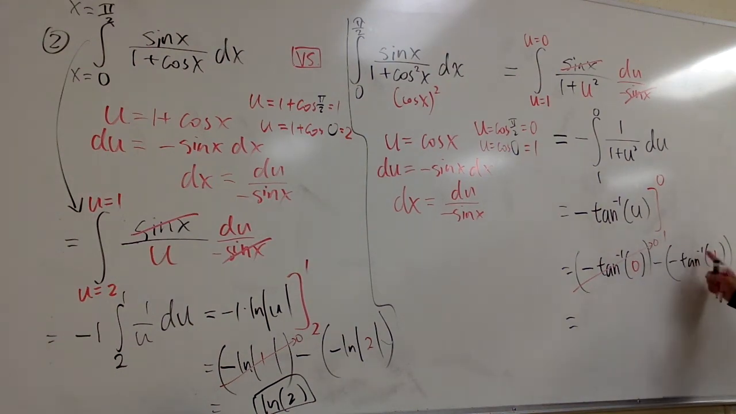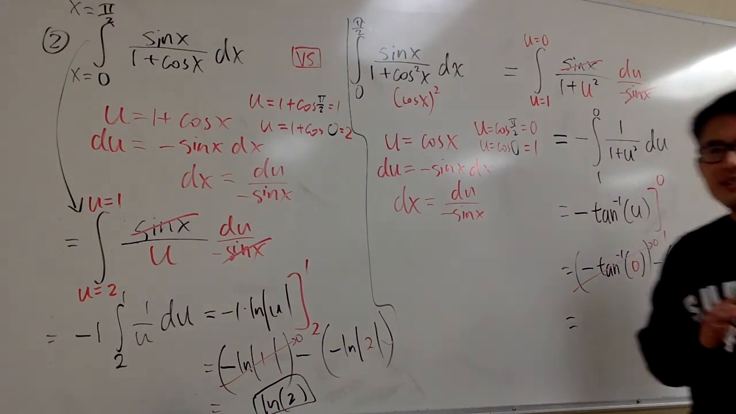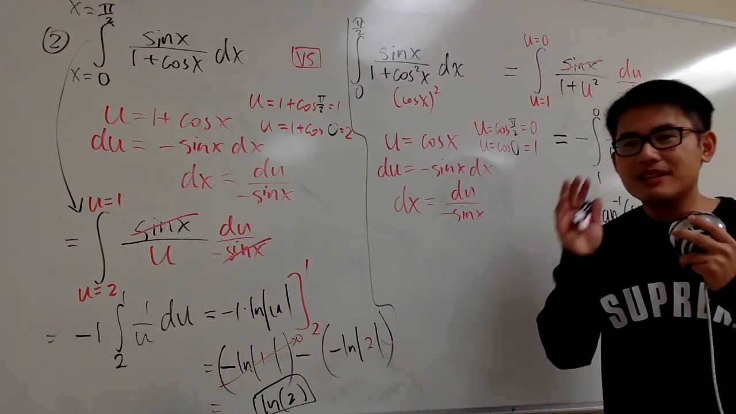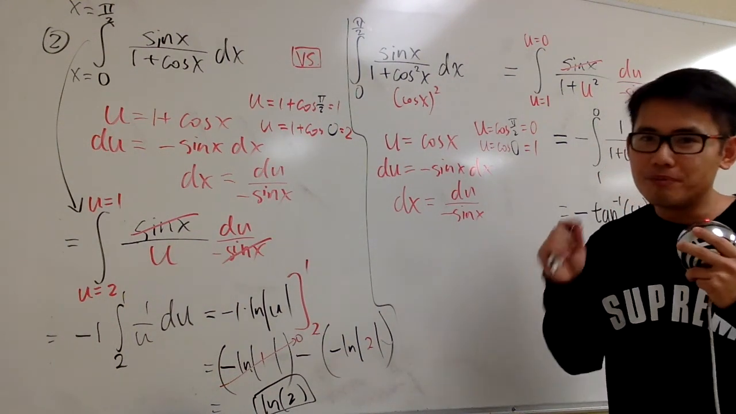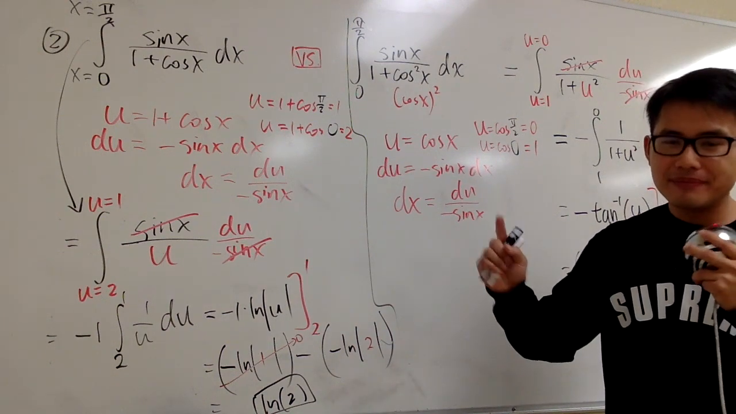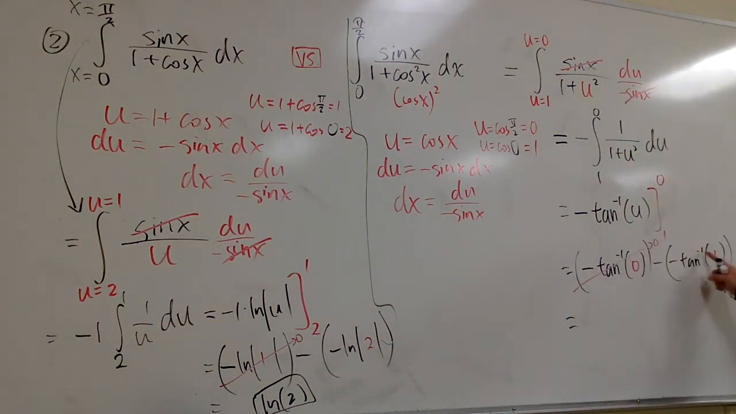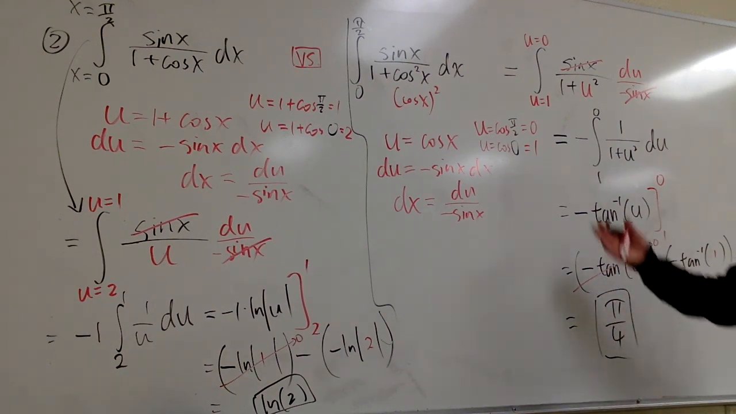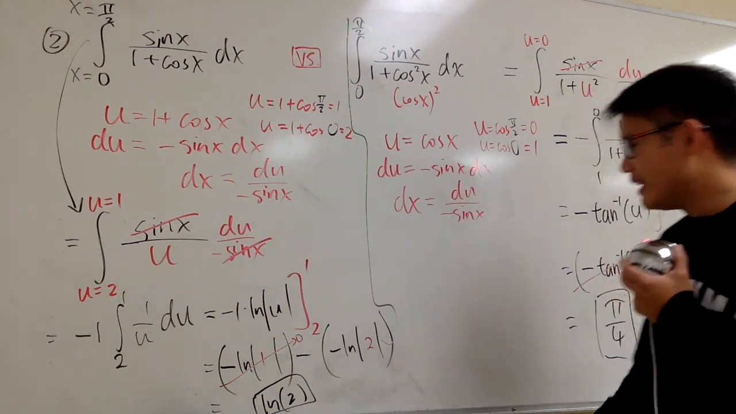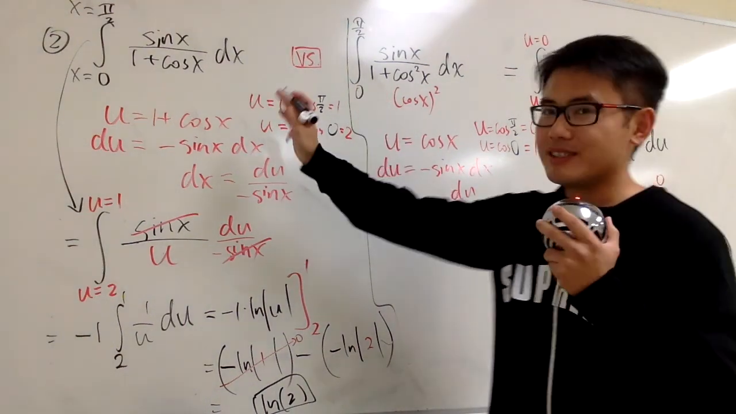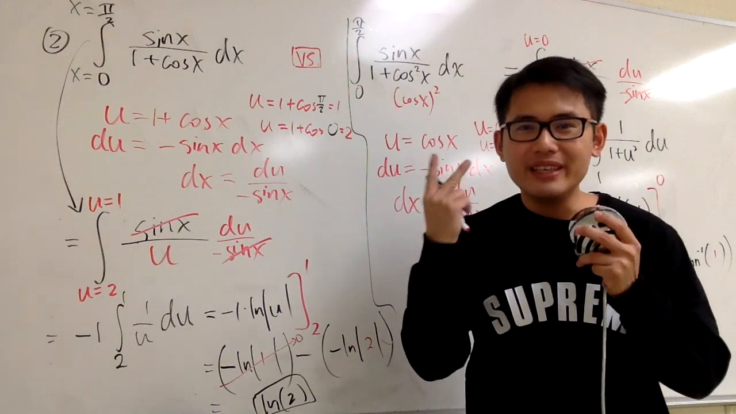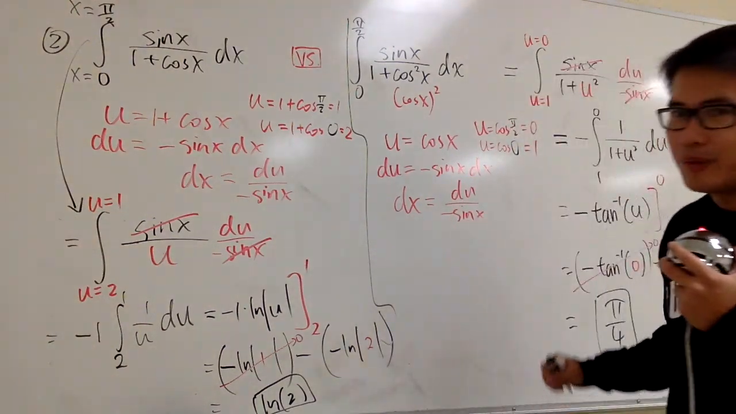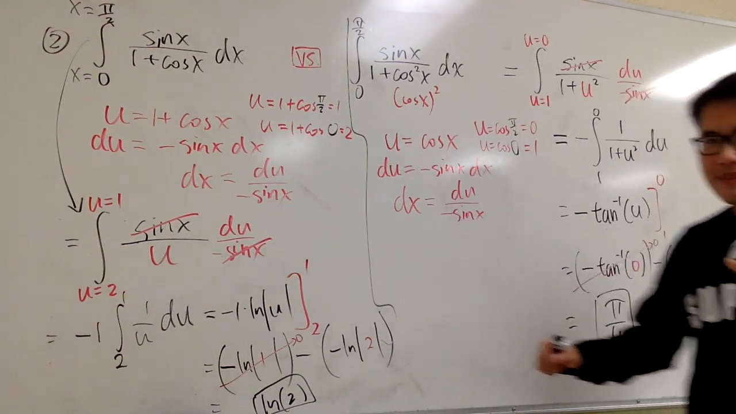How about what's the inverse tangent of 1? This is something that you guys definitely have to know, okay? Because the tangent of pi over 4 is 1. Therefore, the inverse tangent of 1 is pi over 4. Negative negative is positive, and this is positive pi over 4 altogether. Anyways, this right here is the answer to this integral, okay? And you see, this is why I'd really like to show you guys 2 integrals at the same time. And I will have one more to show you guys. Okay, so let's see.